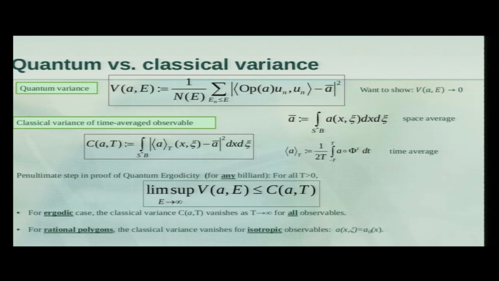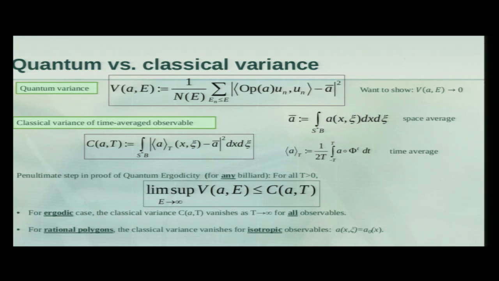Now, what Schnirelman did was connect such a variance, let's call it a quantum variance, to a classical variance, meaning you look at the time average of the observable along a trajectory and compute the variance when you average over all possible initial positions. That's called the classical variance. Ergodicity is equivalent to saying that the classical variance tends to zero. The way I formulated it initially was saying almost all trajectories are uniformly distributed. Birkhoff's L2 ergodic theorem is a statement that the L2 norm, this variance, converges to zero. That's equivalent to ergodicity.